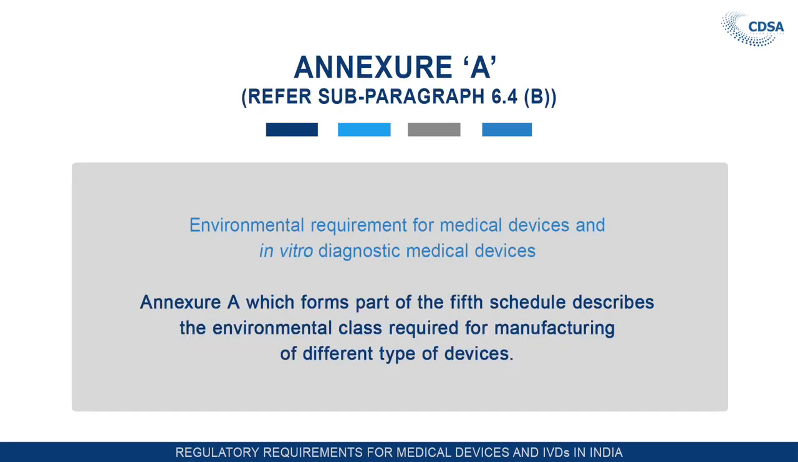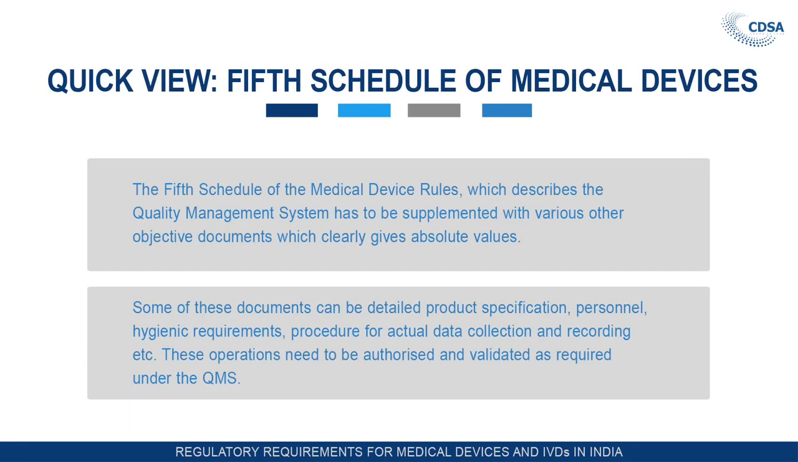Annexure A, refer to sub paragraph 6.4b, environmental requirement for medical devices and in vitro diagnostic medical devices. Annexure A, which forms part of the fifth schedule, describes the environmental class requirement for manufacturing of different types of devices. Now, we have different classifications, class A, B, C, D, E, particle count, grade A, grade B, grade C. All these requirements will conform to the requirement of your product.